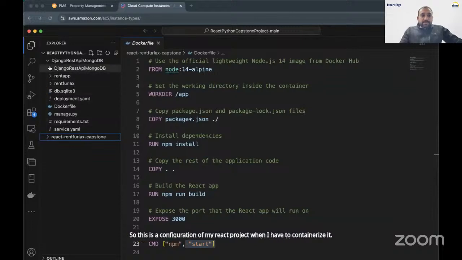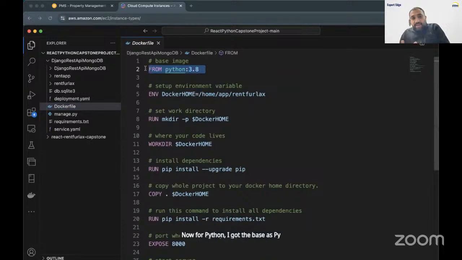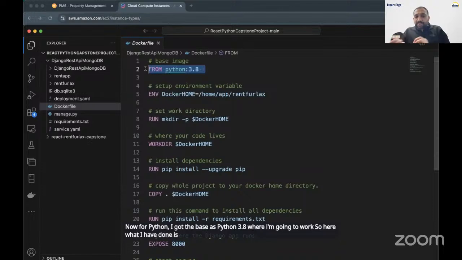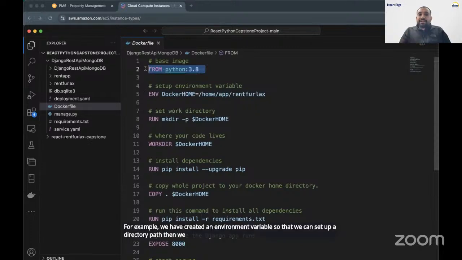Similar to this, we have our Dockerfile for the Python project. Now for Python, I got the base as Python 3.8 where I'm going to work. Here I have introduced some other commands to understand. For example, we have created an environment variable so that we can set up a directory path. Then we are going to make a new directory rather than just using the work directory command, right?